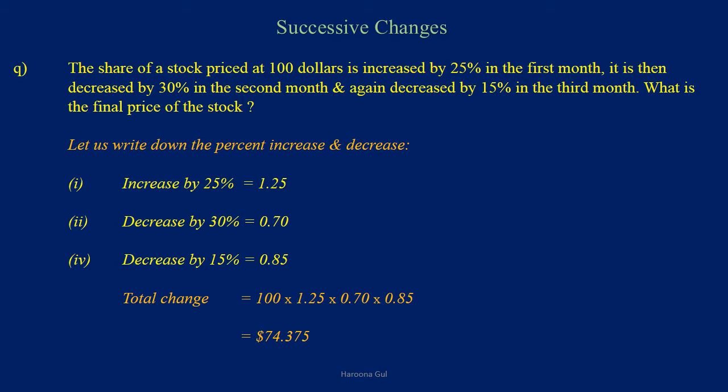So it is equal to 100 into 1.25 into 0.70 into 0.85, which is equal to $74.375. So the final price of our stock would be $74.375, right? Very simple question. You don't need to divide the question into parts. You can solve the question by multiplying the increase and decrease at a time, right? And you'll get to the answer in a very simple way.